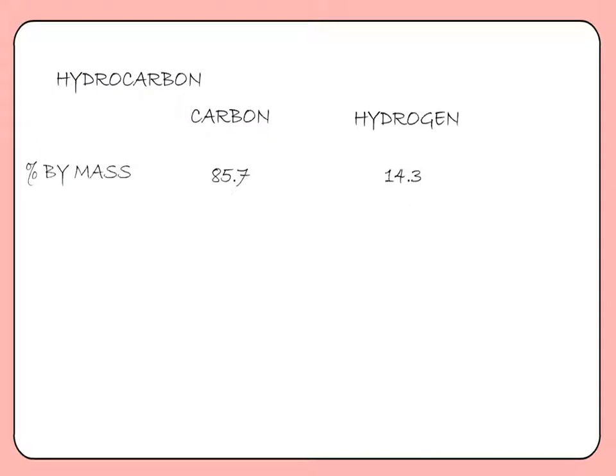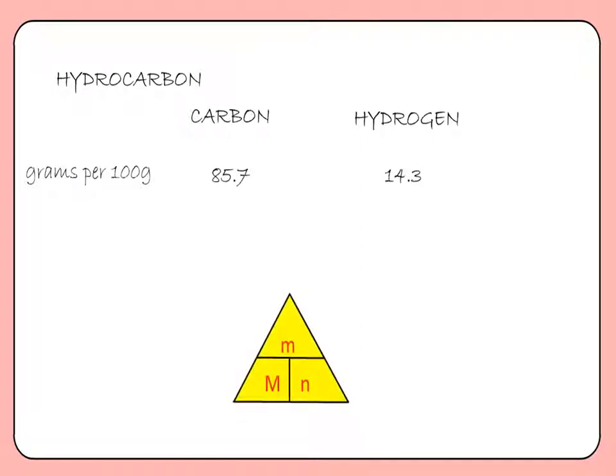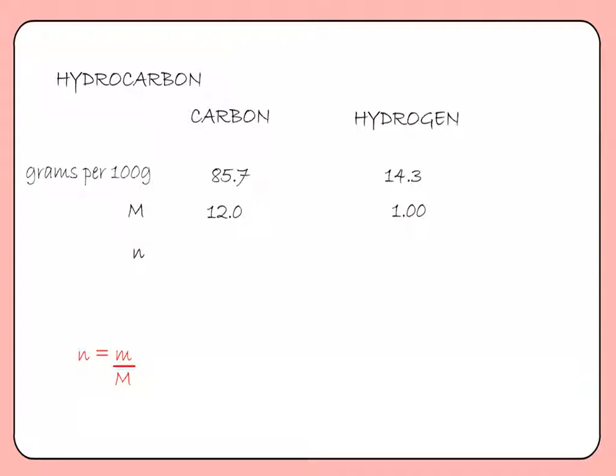Our figures by mass are percentages, so we can convert this to grams by saying 100 grams of our compound will contain 85.7 grams of carbon and 14.3 grams of hydrogen. We can then work out the number of moles using the triangle mass over Mr, moles, covering n to get the formula for the number of moles equals the mass divided by the molar mass. So the number of moles of carbon would be 7.14 and 14.3 for hydrogen.